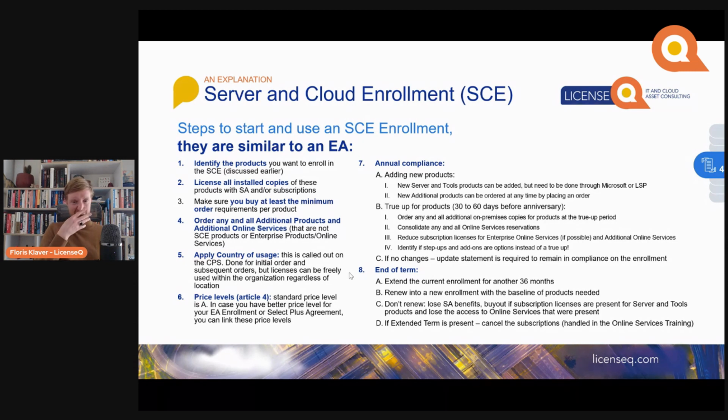On your annual compliance, this mimics the EA and EAS in the sense that you have a true-up, but you also need to take into account at the end of the term any subscriptions that you put into your SCE. And if you have subscriptions in your SCE, you might need to buy them out if you want to continue using these software licenses after the term of your server and cloud enrollment.